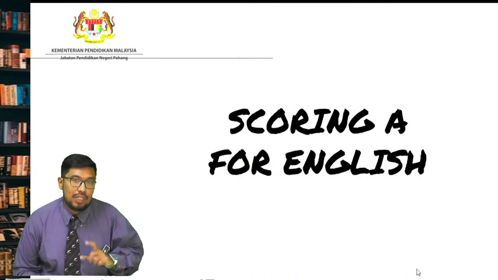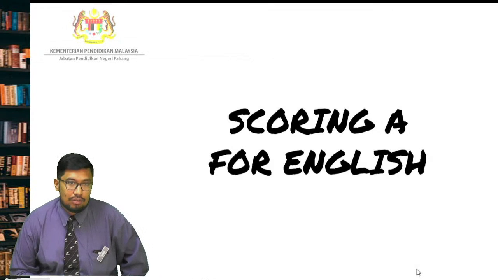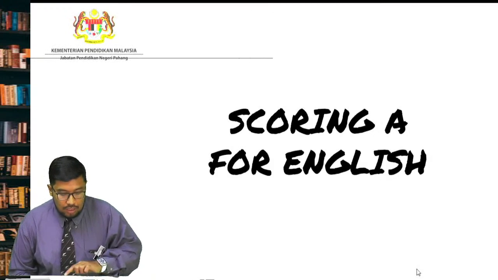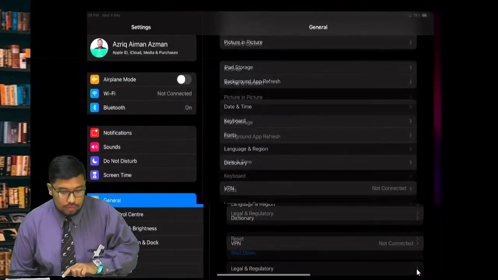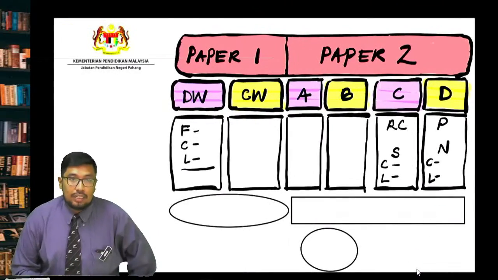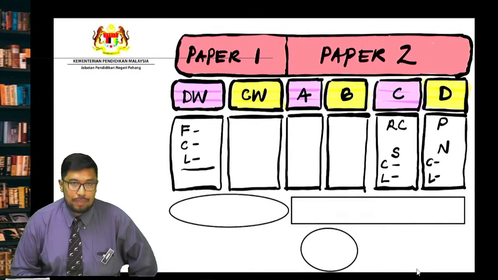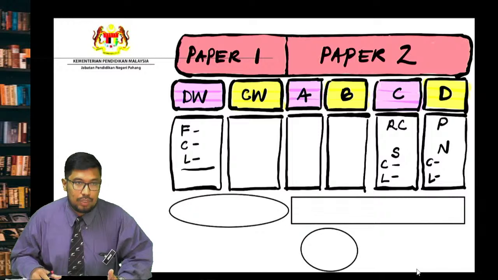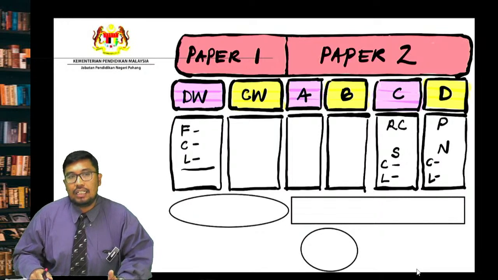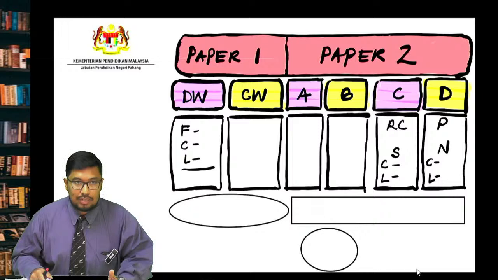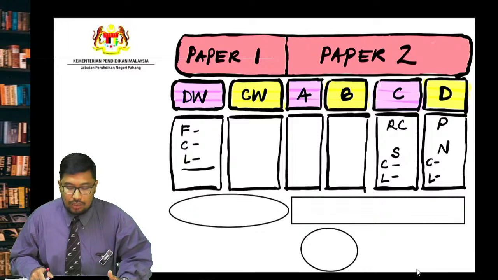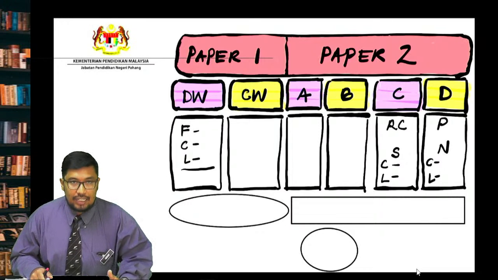And lastly, before we end, I would like to show you how you can go about scoring an A for English. As you can see, you have 2 papers for English. Paper 1 consists of DW and also CW. Section A is the directed writing. The CW is your continuous writing that can be found in section B. And paper 2 includes 4 sections: section A, section B, section C, and section D.